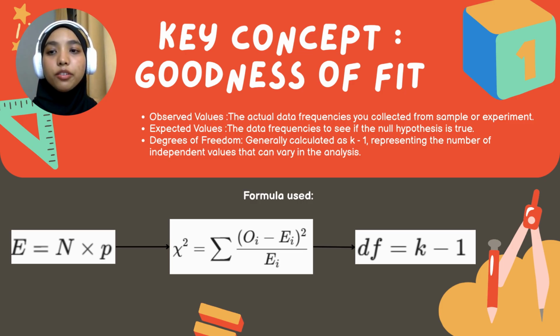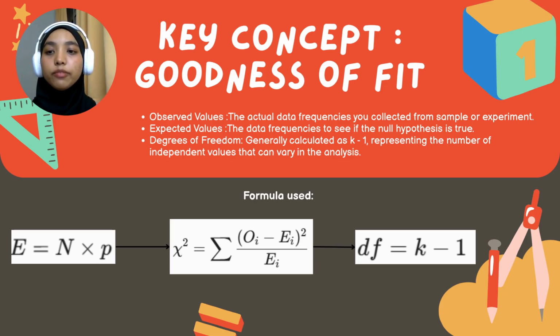For the key concepts of goodness of fit, first we have observed values, which represent the actual data frequency that we collect from the sample or experiment. Now we have expected values, the data frequency to see if the null hypothesis is true. Lastly, we have degrees of freedom, which is calculated as k minus 1, representing the number of independent values that can vary in the analysis.